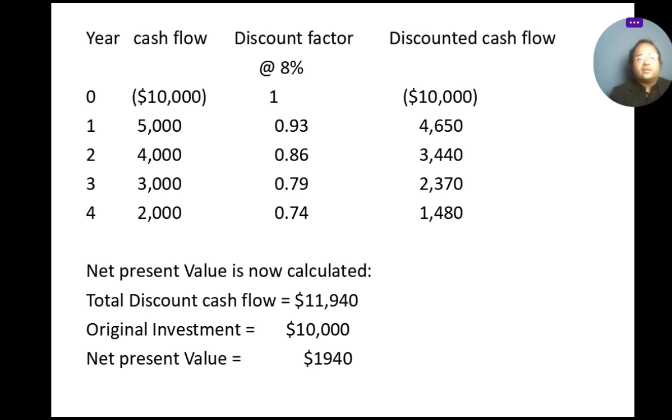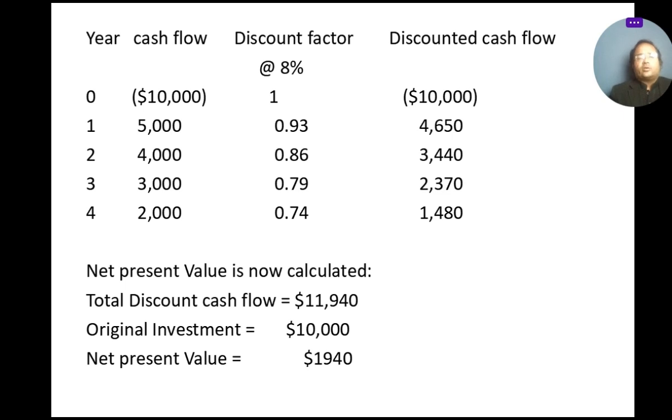Year 3, 3,000 cash inflow, and your discounted cash flow is 2,370. Year 4, your cash inflow is 2,000, the discount factor is 0.74, and your discounted cash flow is 1,480.